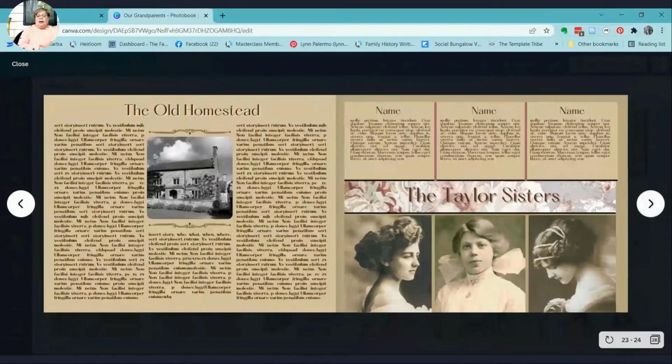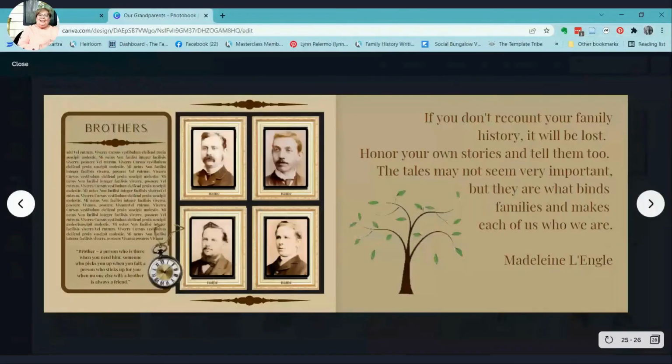And then the grandmother, who the book is being written about, there's photos of her sisters, and there'll also be some for the brothers, of course. All things are equal.